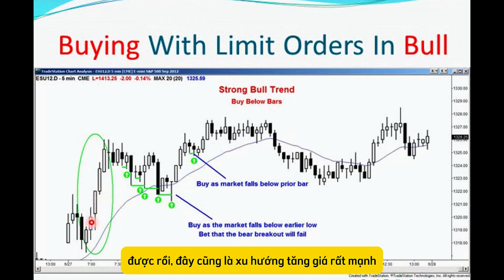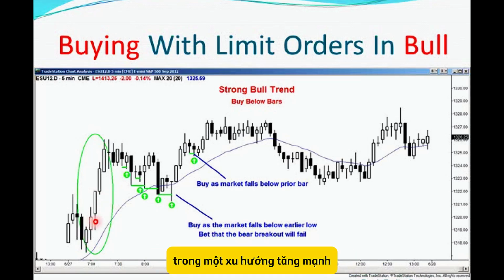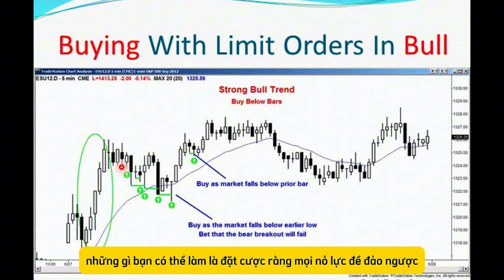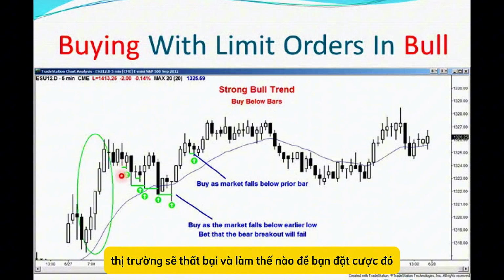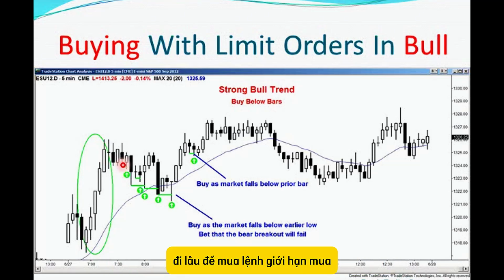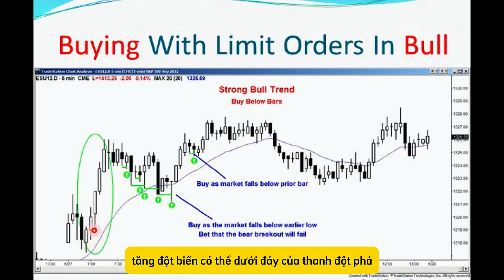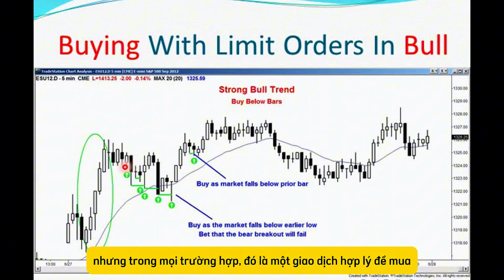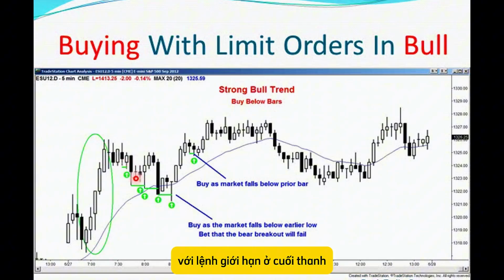Okay, here's that same very strong bull trend. You feel confident that the market is in a strong bull trend. It probably will get a second leg up. So what you can do is bet that every attempt to reverse the market will fail. And how do you place that bet? You place a limit order at the low of the prior bar to go long, a buy limit order. Your initial stop is probably below the bottom of the bull spike, maybe below the bottom of the breakout bar. But in any case, it's a reasonable trade to buy with limit orders at the bottom of bars, betting that each attempt to sell off will fail.